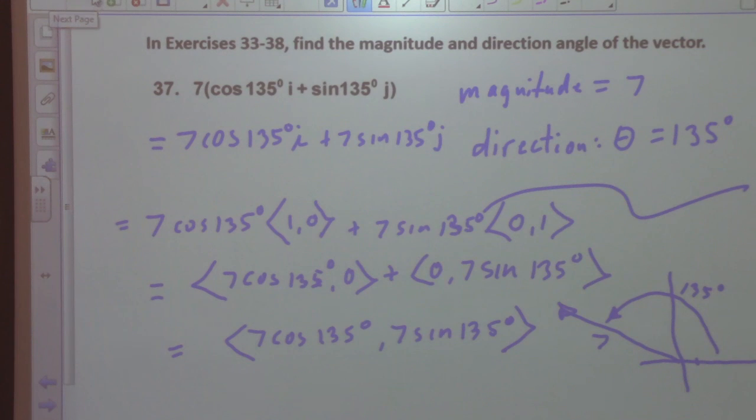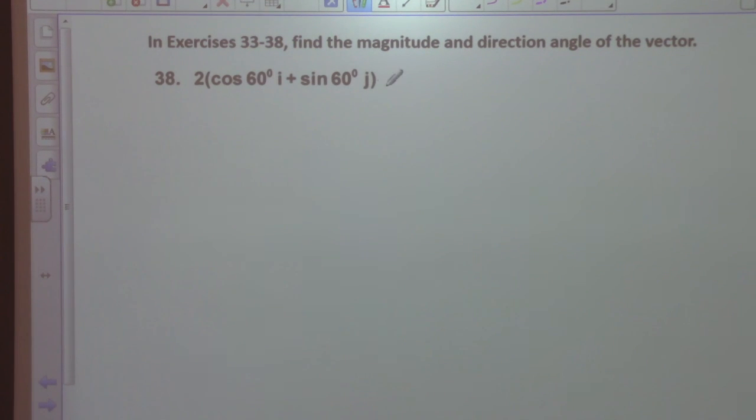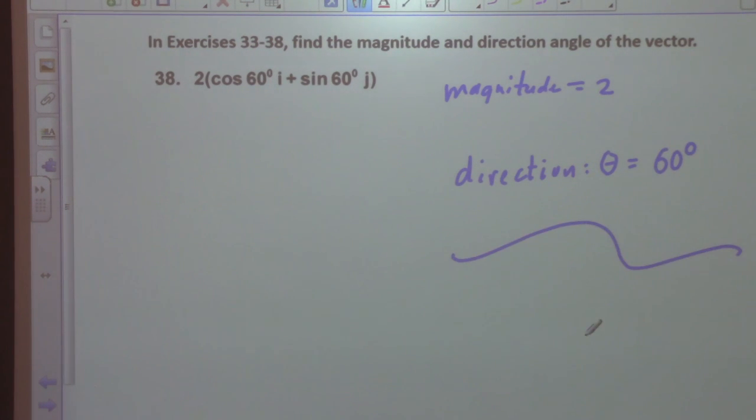And then the last one we have is 38. So Robert, okay, magnitude equals 2, and direction is 60 degrees. Theta equals 60 degrees. And so, ladies and gentlemen, that's going to be it for today. We're able to finish in plenty of time.